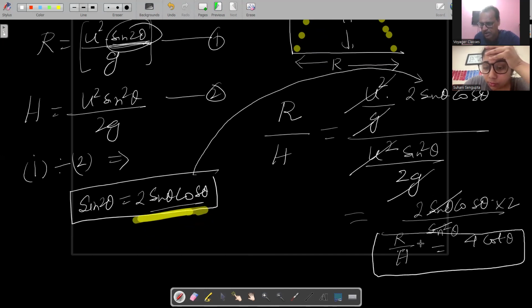This is very, very crucial. On many occasions you may not be asked to derive it, but this relationship, how it comes, we can use in different problems in projectile motion. That R by H is equal to 4 cot theta. Clear, Shani? Just check it. This relation is extremely crucial in projectile motion. So that's the way we can forward these things. That is one of the areas we have discussed so far. These are the areas you have to understand once we highlight problems based on projectile.